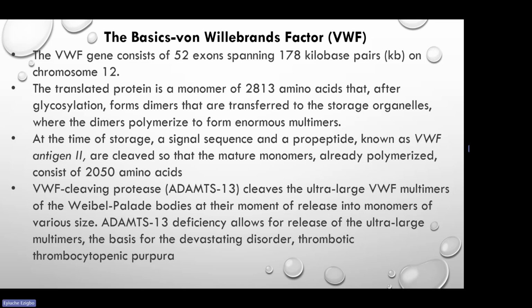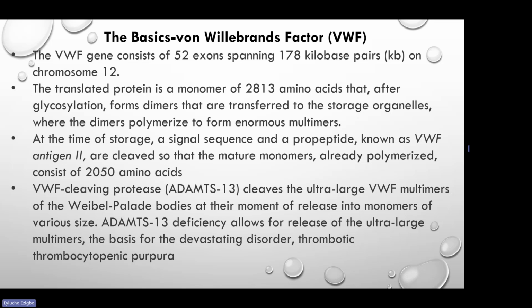So the protein is released as a monomer, which forms dimers after glycosylation, and these are transferred to the storage organs where the dimers will polymerize to form the multimers, the von Willebrand factor multimers. At the time of storage, a signal sequence and a propeptide known as von Willebrand factor antigen 2 are cleaved, so that the mature monomer consists of 2050 amino acids.